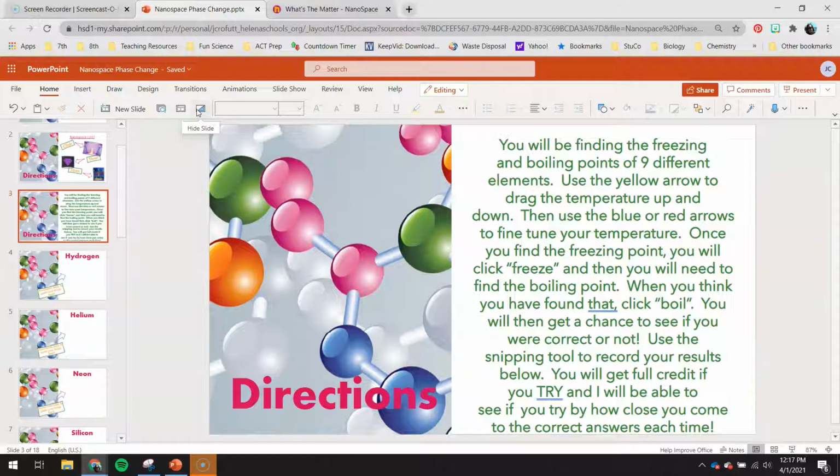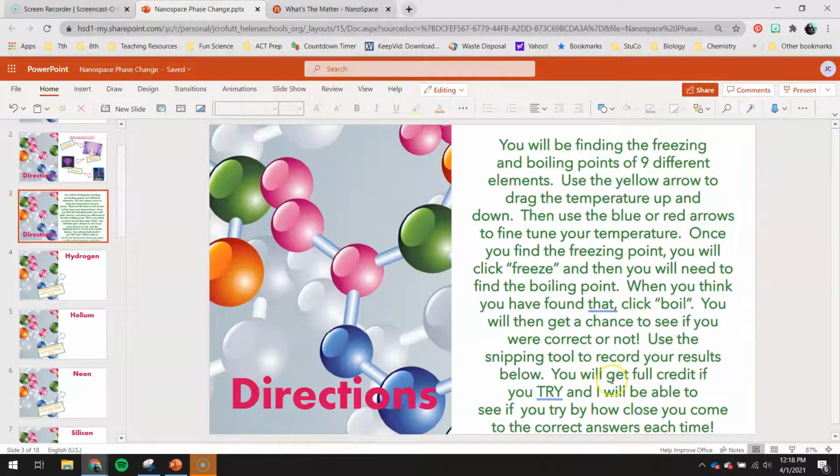Use the snipping tool to record your results below. Again, you might not have a snipping tool, so you will need to use your screenshot. Remember, if you're using a Chromebook, you will hold Control-Shift, and then hit the little key right above the number 6. It's a little rectangle with 2 vertical lines to the right. Then you will copy that to clipboard and paste it into this assignment. So you will need to do that 8 times.